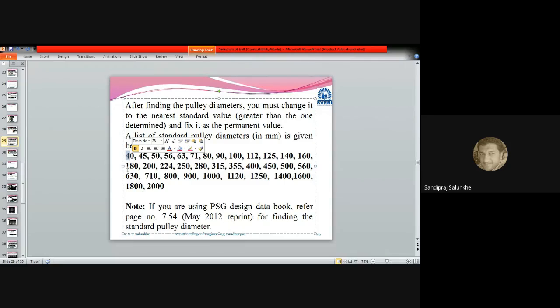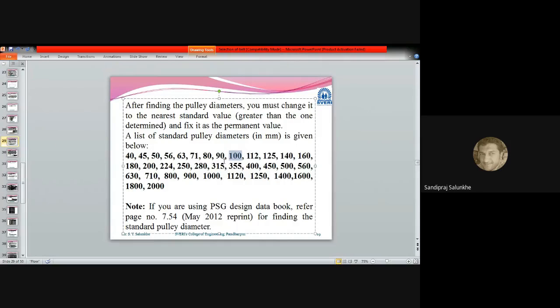Suppose the smaller pulley comes out as 35.6 millimeter. Then the nearest standard value is 40 millimeter, so we have to select this 40 millimeter diameter pulley. For the bigger pulley, we get the value as 95.8 millimeter, so the nearest value is 100 millimeter. Then we cannot go for 90 millimeter. We have to go further, to the bigger diameter pulley. We cannot go for the smaller diameter pulley.